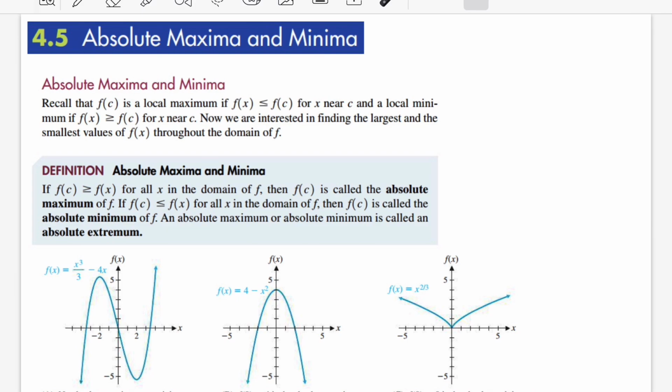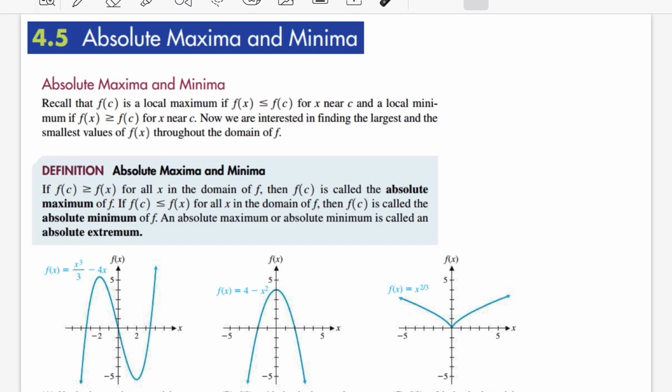Now, in this section, we're interested in finding the largest and smallest values of f of x throughout the domain of f. So in this case, that's going to be the absolute maximum and minimum values. So our definition changes slightly. If f of c is greater than or equal to f of x for all x in the domain of f, then f of c is called the absolute maximum of f.